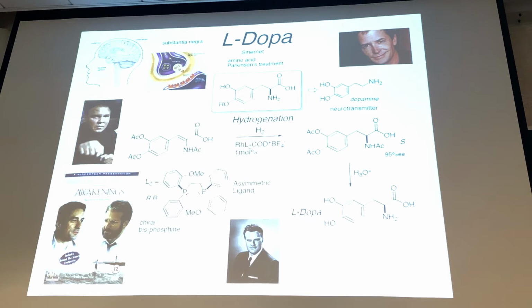It's a chiral bisphosphine, so the catalyst is chiral. It creates two diastereomeric transition states, one of higher energy going to the R, and the one at lower energy goes to the S, an enantiomeric form. 95% ee is a typical reaction.